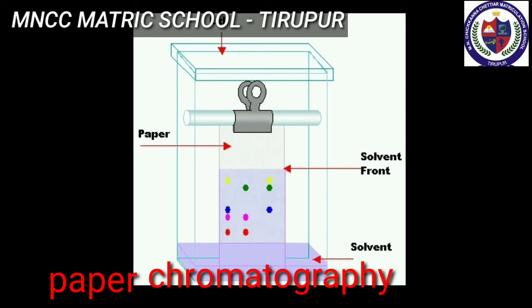There are several types of chromatography based on the above basic principles. The simple type is the paper chromatography. So first one, paper chromatography. This method is used to separate the different colored dyes in a sample of ink.